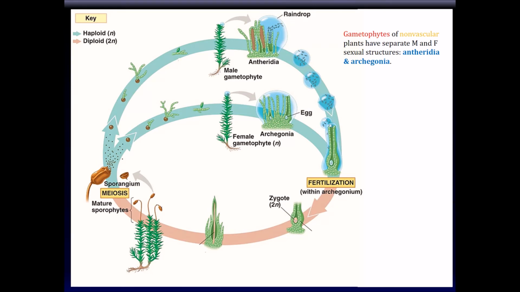With the help of a raindrop, those sperm travel to the egg and fertilization occurs. Fertilization occurs in the female gametophyte structure, so the zygote remains in the archegonium. The zygote then sprouts out into those things that we see. So it is in the female gametophytes that you see these stalk-like structures, the sporophytes.